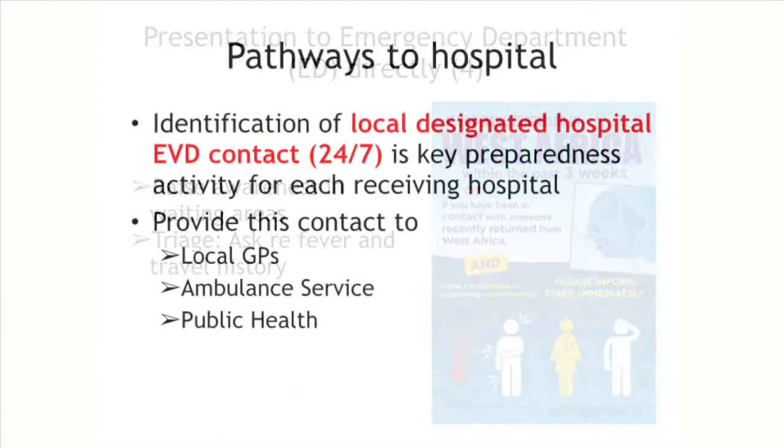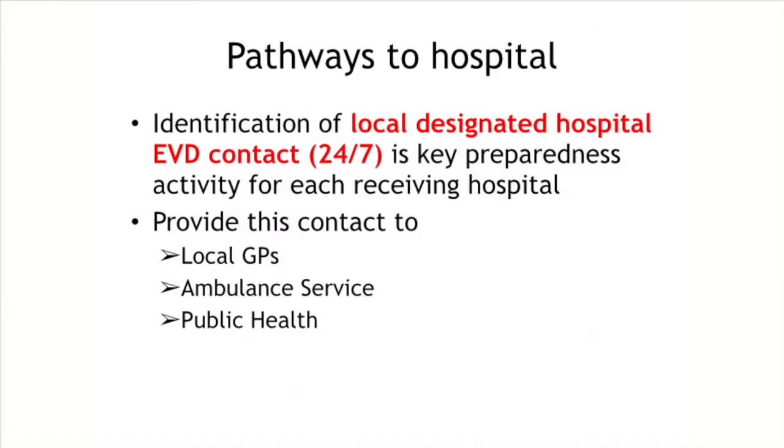So the pathways to hospital, the important message really is that identification of the local designated hospital EVD contact available 24/7 is a key preparedness activity for each receiving hospital. And not only to have that within the hospital, but it's absolutely essential that this contact is provided to all the local GPs, to the ambulance service and to public health, so that in the event that they see any case, they know exactly whom to contact.